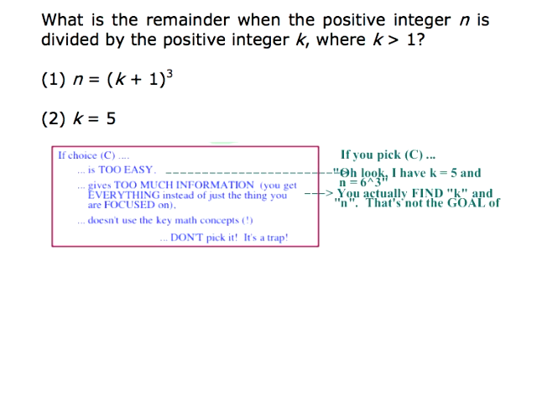Because don't forget what data sufficiency is ultimately all about: setting a goal and sticking to it. And then it doesn't use the key math concepts. This is probably the most important aspect of the C trap: if you pick C, you don't even have to think about remainders. This is a problem that's asking you for a remainder. It probably sounds very obvious when I put it in these terms, but if you are not thinking about remainders in this problem, then that's trouble. So you don't even have to think about remainders if you pick C. Uh-oh.